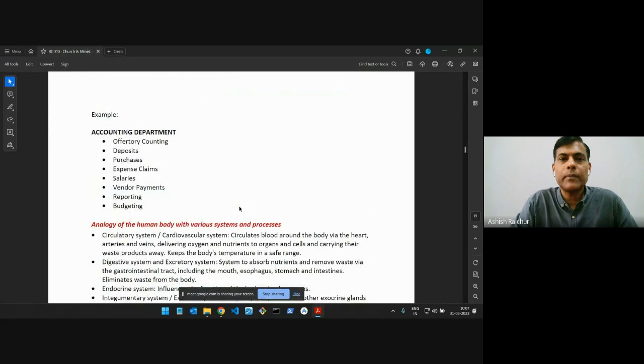Accounting department. This is on page 19. So think about just accounting. Accounting is one ministry area, or one department, and within that there are so many systems that have to be in place.